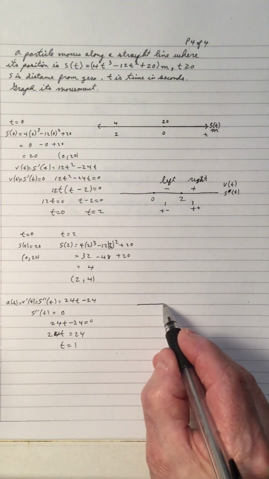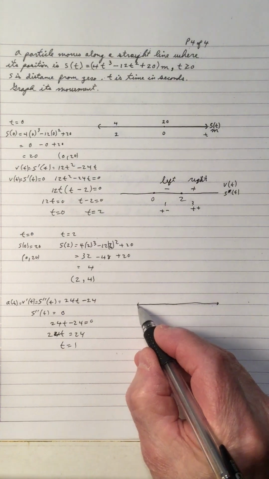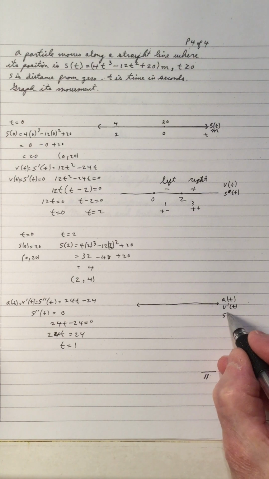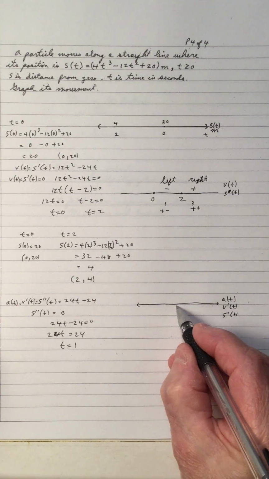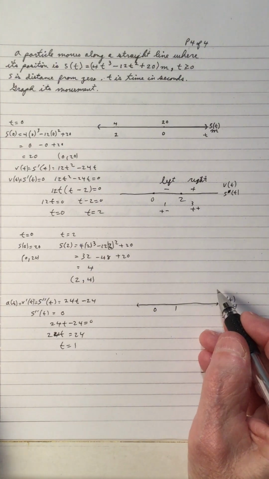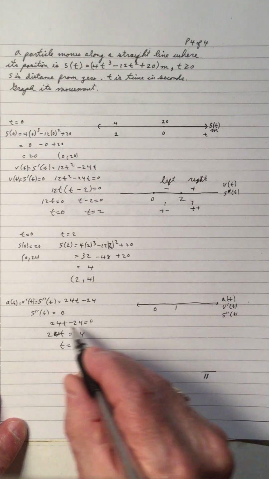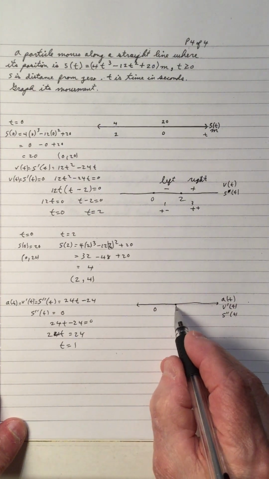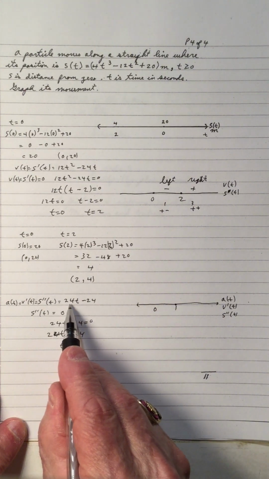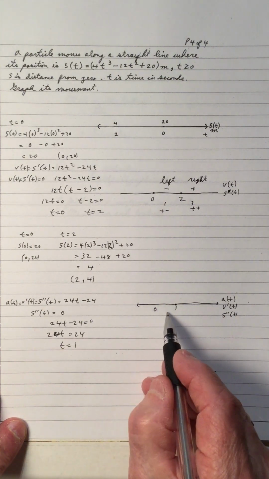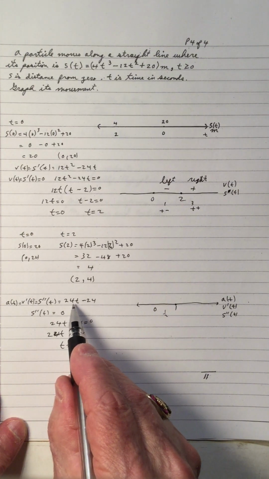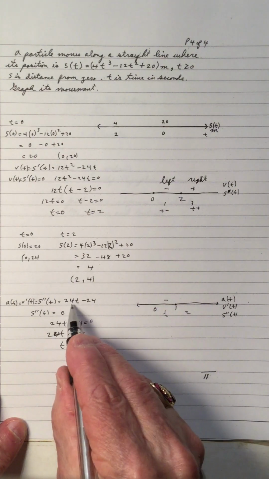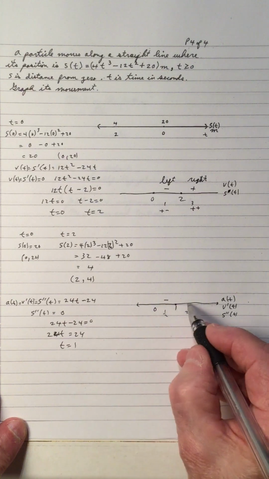So that means I got an acceleration, that's a of t, or double prime of t. So at 1 second, your acceleration is 0. Between 0 and 1, if you put a half in here, you get 12 minus 24, which is negative. And if you put a 2 in here, you get 48 minus 24, which is positive.